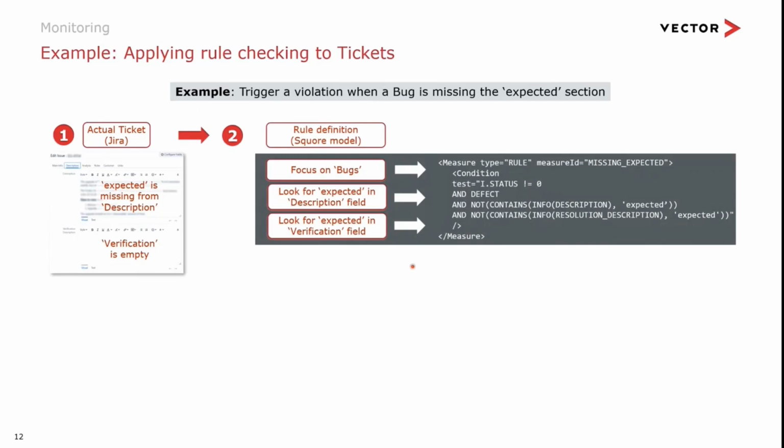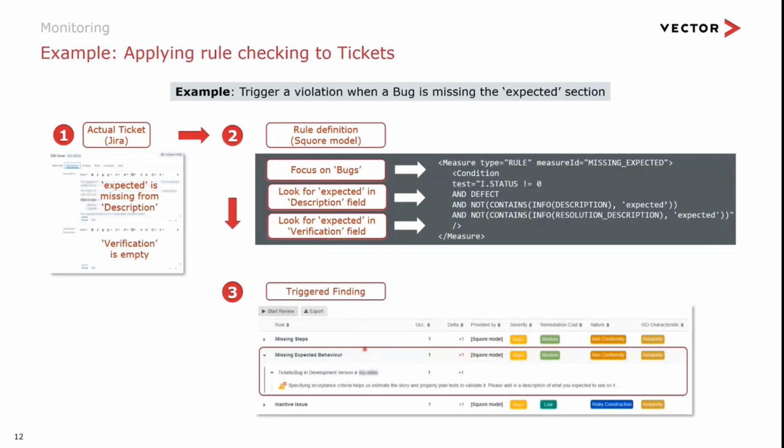So that's what it looks like in Squore. What you have on the right is the actual rule, and the white boxes are describing what's happening. So we are focusing on bugs and looking for the description and verification fields. And if we don't find the expected, then we raise a rule violation. And that's what happens here in our example. So we have in the findings page a new violation, missing expected behavior, and we point to the particular ticket. So this is really a new feature in Squore 21, which is interesting because you are going to be able to check the quality of the ticket process, the change management process.